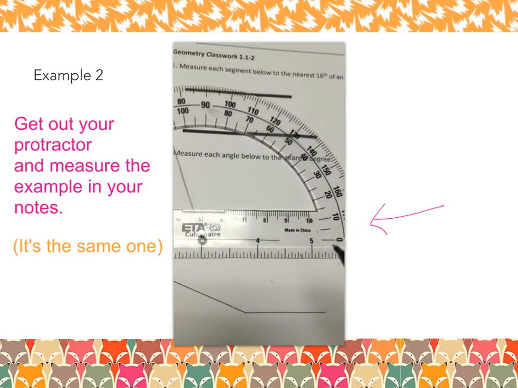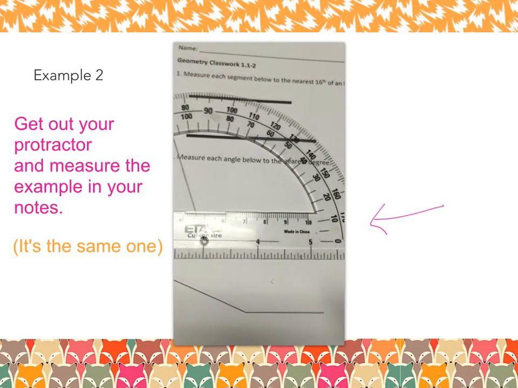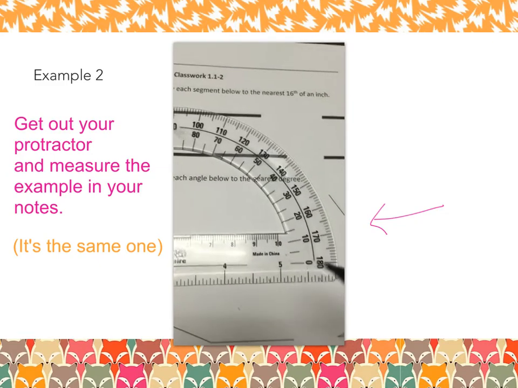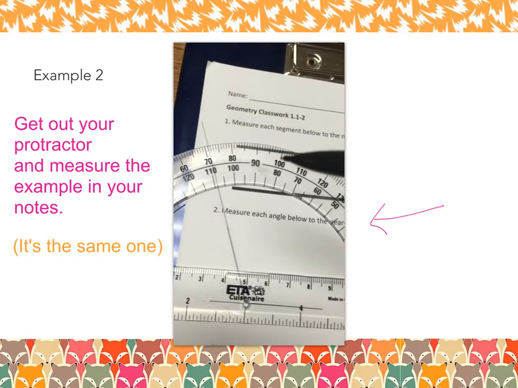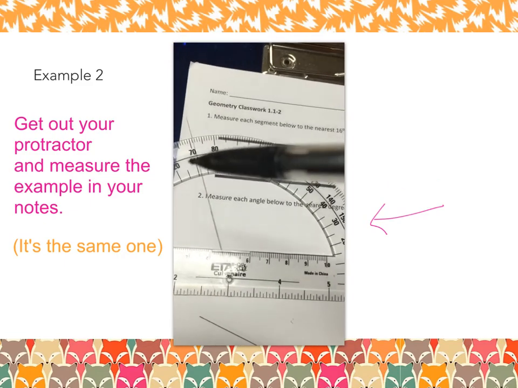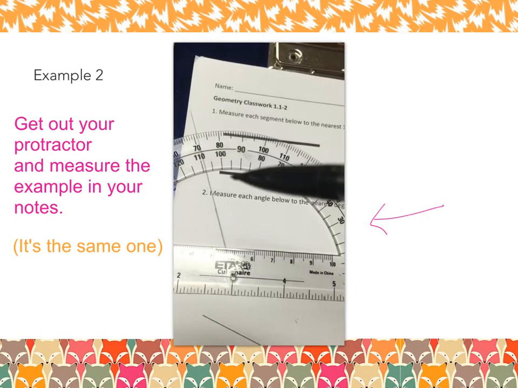Okay, so we're going to start over here at 0, and I think now you're going to see why I extended this line earlier. So as I trace over here, I just look for, okay, where do I see that line? It's up here. I'm using the bottom scale, so this is close to 110 degrees.